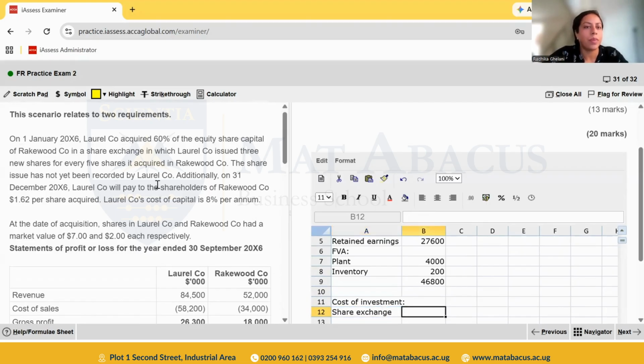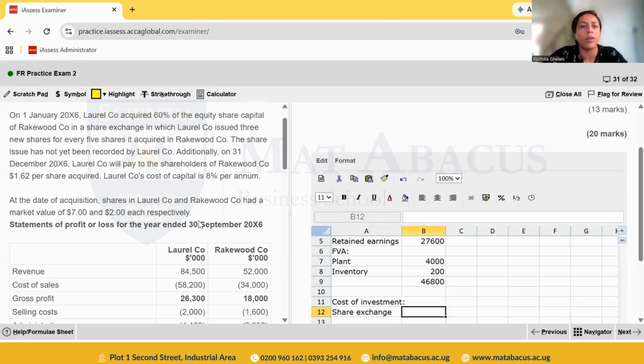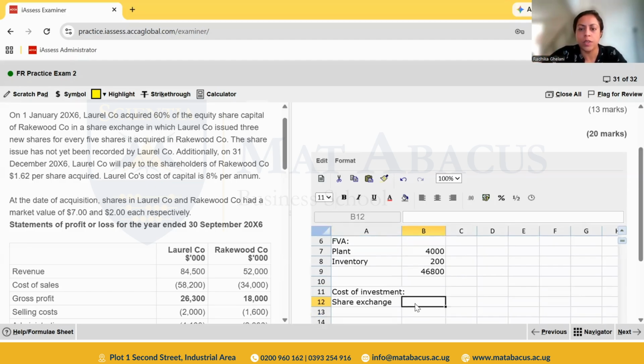They said that they acquired 60% of the shares in Rakewood in a share exchange in which three shares of Laurel were issued for every 5 acquired in Rakewood. Okay, so you can simply do 3 out of 5 times the number of shares acquired. That will give you the number of shares that Laurel issued. So first of all, how much were the shares acquired? The shares acquired, so I'm going to put a formula there, follow my formula. Open brackets, 3 out of 5 multiplied by the number of shares that were acquired in Rakewood.